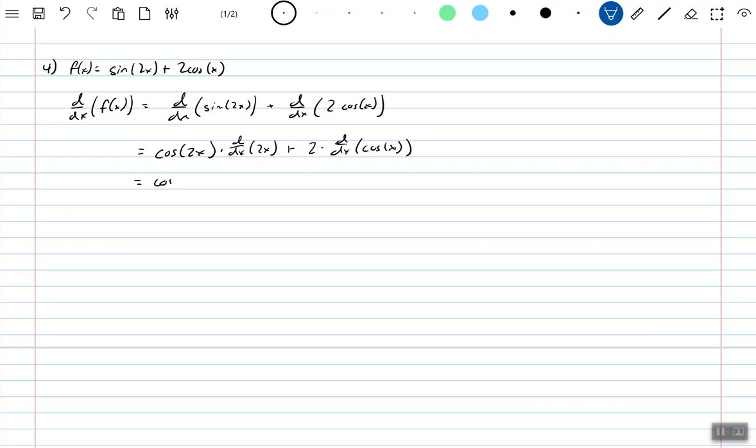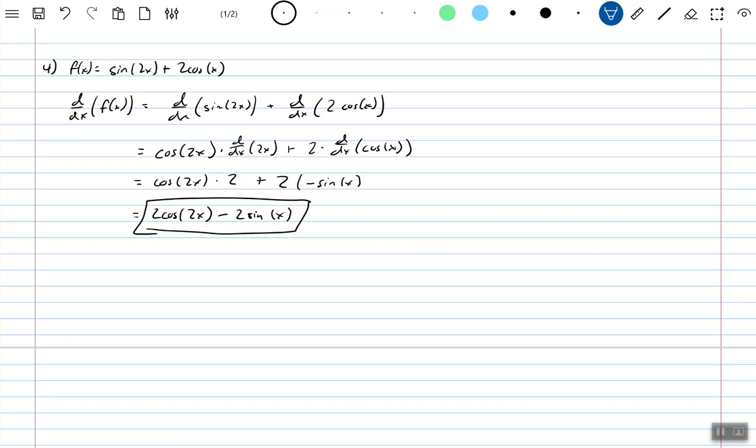And now this is equal to cosine of 2x, because we're not doing anything with that guy, times the derivative of 2x. But what's the derivative of 2x? Well, it's just 2. And then over here we have plus 2 times the derivative of cosine of x. But what is the derivative of cosine of x? Well, that's just negative sine of x. And then by simplifying, we get this as 2 cosine of 2x minus 2 sine of x. And that is our derivative.